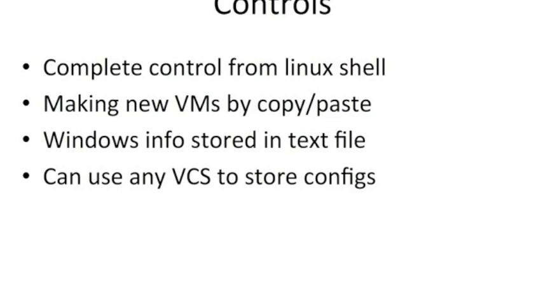All of the configuration stuff for each of the Windows computers is stored in a text file. So the computer name, how much memory it has, how much CPU it has, etc. And since it's a text file for the config, you can easily put those text files into a Git repository or SVN repository.